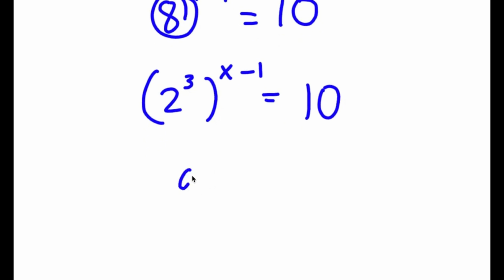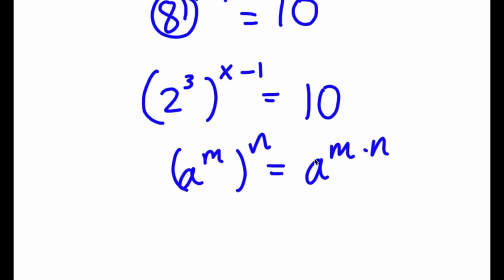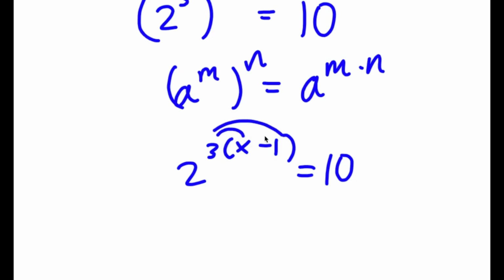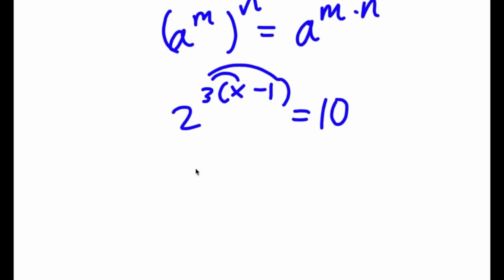And if I have something in the form a to the power of m to the power of n, this is equal to a to the power of m times n. So 2 to the power of 3 to the power of x minus 1 is going to equal 2 to the power of 3 times x minus 1. And I can simply distribute the 3, so I have 3 times x plus 3 times negative 1. So 3 times x is 3x, and 3 times negative 1 is negative 3. So I have 2 to the power of 3x minus 3 is equal to 10.